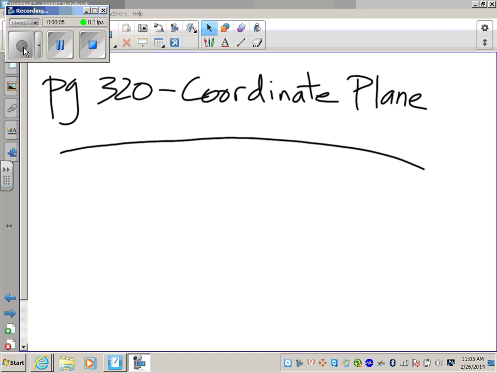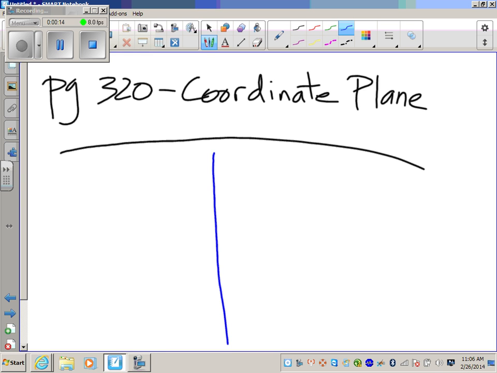Okay, graphing in the coordinate plane, page 320. When we talk about graphing in the coordinate plane, basically what that means is we're going to have different areas in which we're going to put points, okay? And each of these lines, this horizontal line, why do they call it a horizontal line?